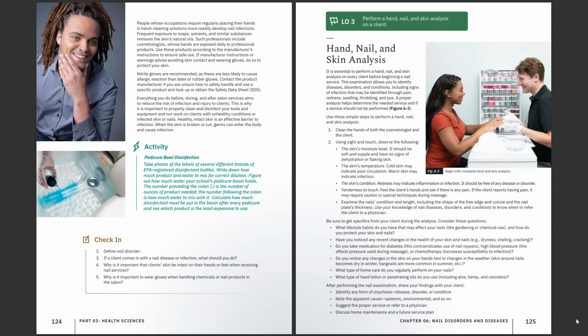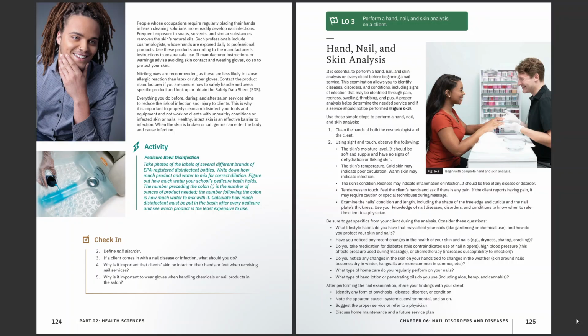A proper analysis helps determine the needed service and if a service should not be performed. Figure 6-3 says begin with a complete hand and skin analysis. And it has a picture of someone doing so. Use these simple steps to perform a hand, nail, and a skin analysis. Number 1, clean the hands of both the cosmetologist and the client. Number 2, using sight and touch, observe the following.